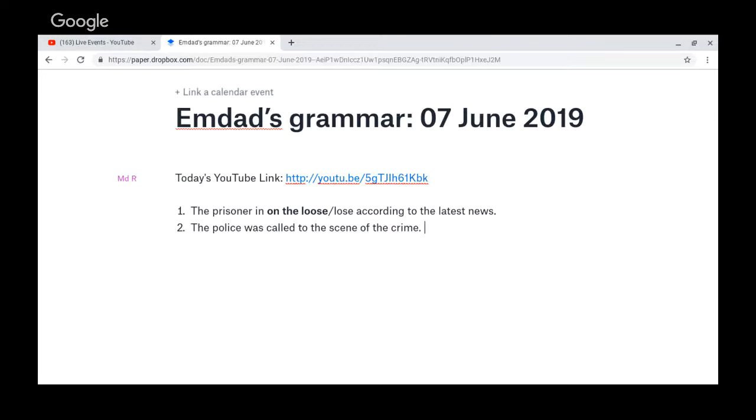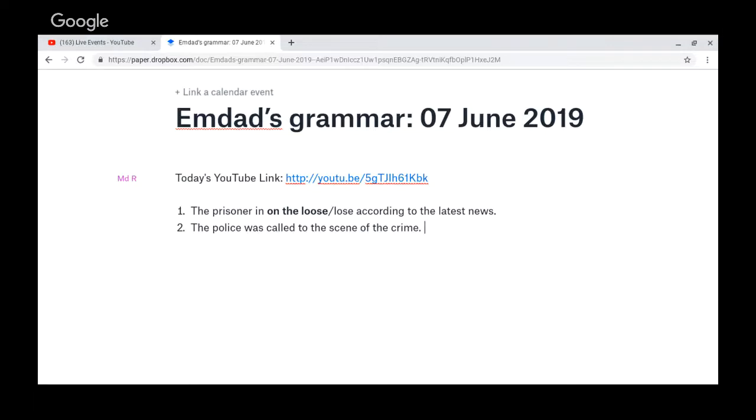The police was called for the scene. Was called for the scene. The police was called at the scene of the crime. Wow. Okay. Just tell me. You tell me. What do you think about this sentence? Oh, I love this grammar rule. The pronunciation. Not a pronunciation, preposition. Preposition 2 should not be there. It should be the police was called the scene of the crime.